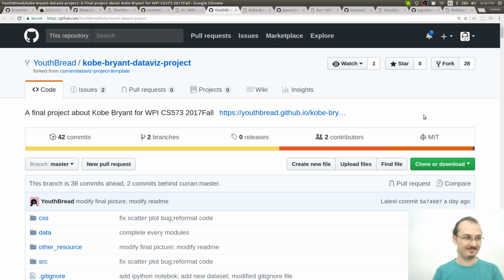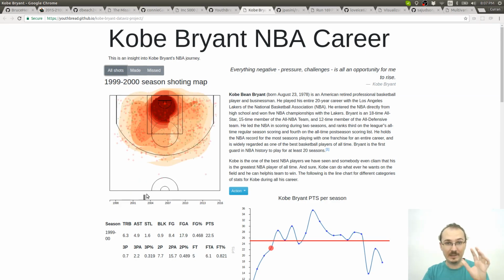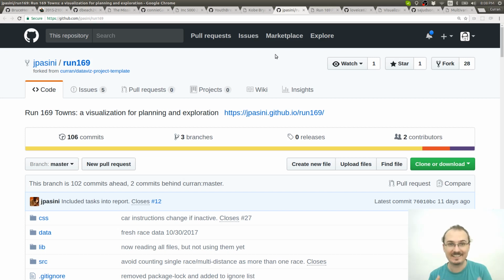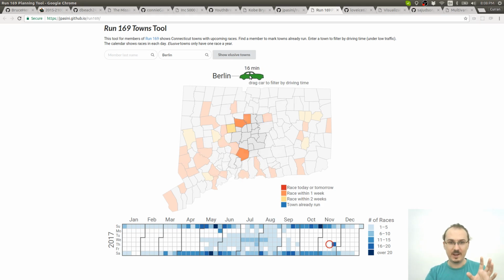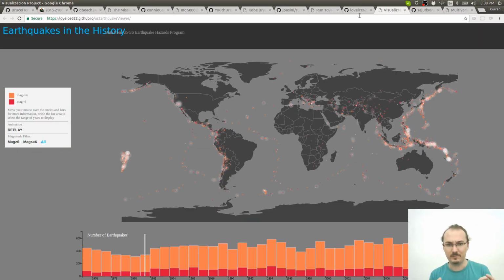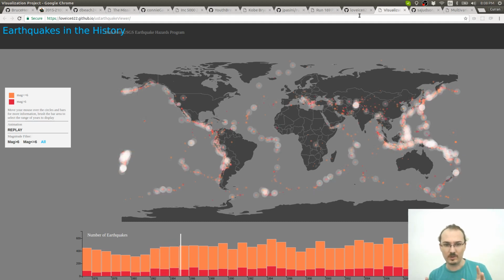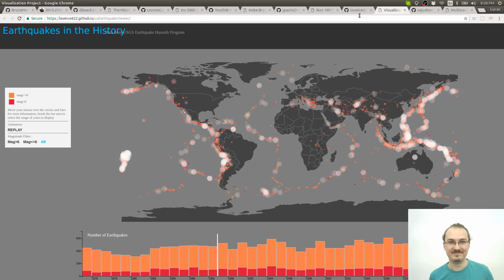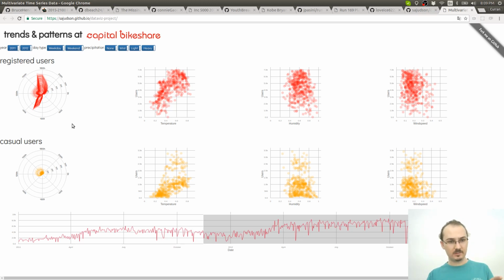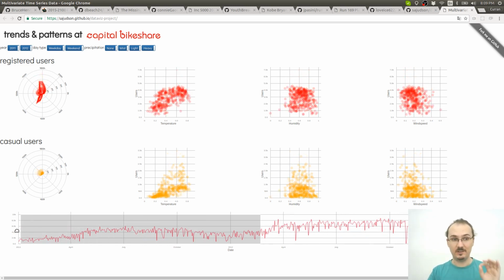This project is about basketball. Really nice blend of density estimation with contour plots and showing the raw data points. This project is about community running. Really nice calendar view plus this interaction filtering by driving time. This project is about earthquakes. Really beautiful animations, and you can see where the earthquakes occurred over time. This project is about bike share data. It's got a really nice mix of radial charts, scatter plots, and a line chart with brushing with these linked views here. Really beautiful work.